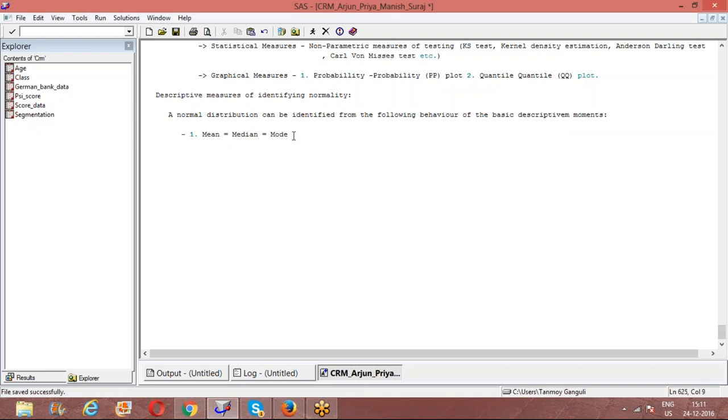So the first basic characteristic of the descriptive measures is mean equals median equals mode. The next thing is the standard deviation should be low relative to the mean. Number three is the median must be the midpoint of the Q1 and Q3 values. So basically the mean equals median equals mode, the standard deviation is low, the median must be the midpoint of the Q1 and Q3 values, and what else?